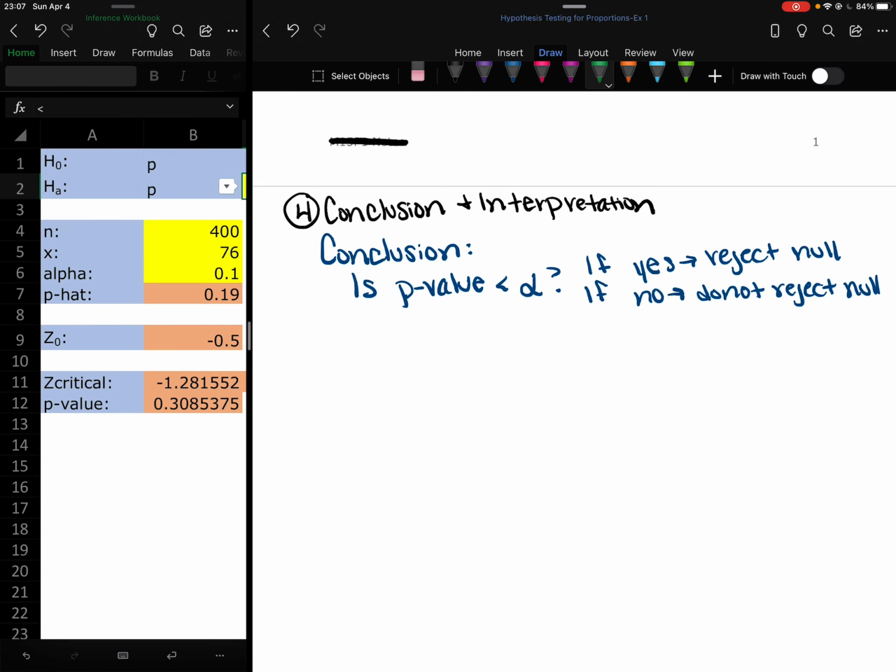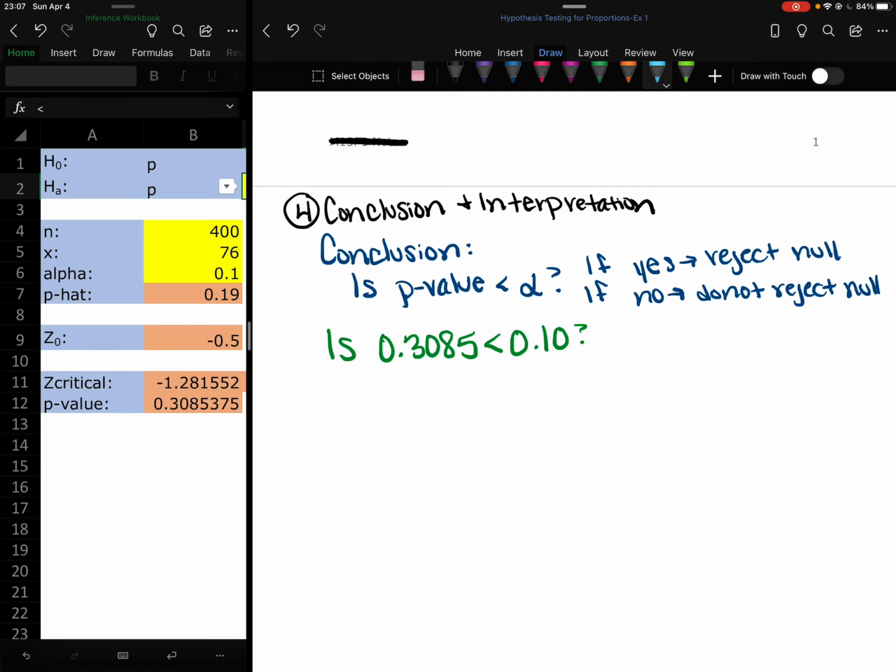So if the p is less than the alpha, then that means the probability is too small to be plausible. So if p is too low, we reject H0. And this is the same question we asked no matter what our null and alternatives were. We always want to know, is the p-value too small? So is 0.3085 less than 0.10?